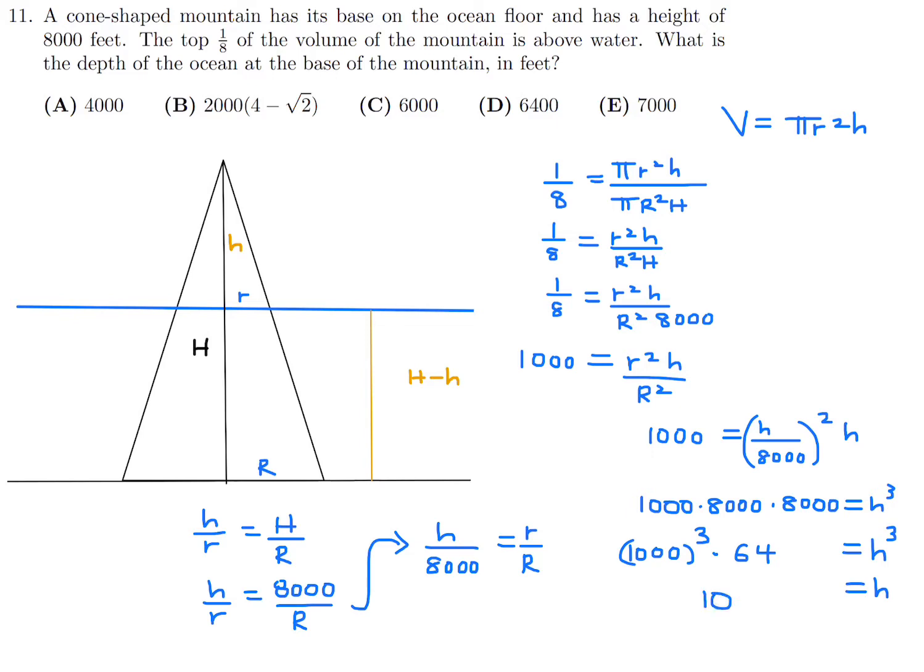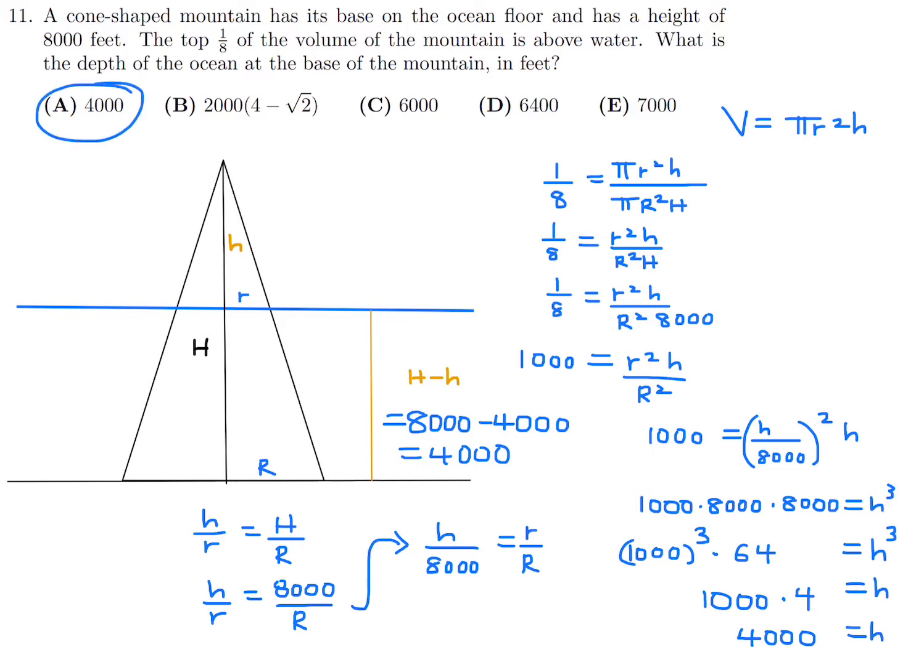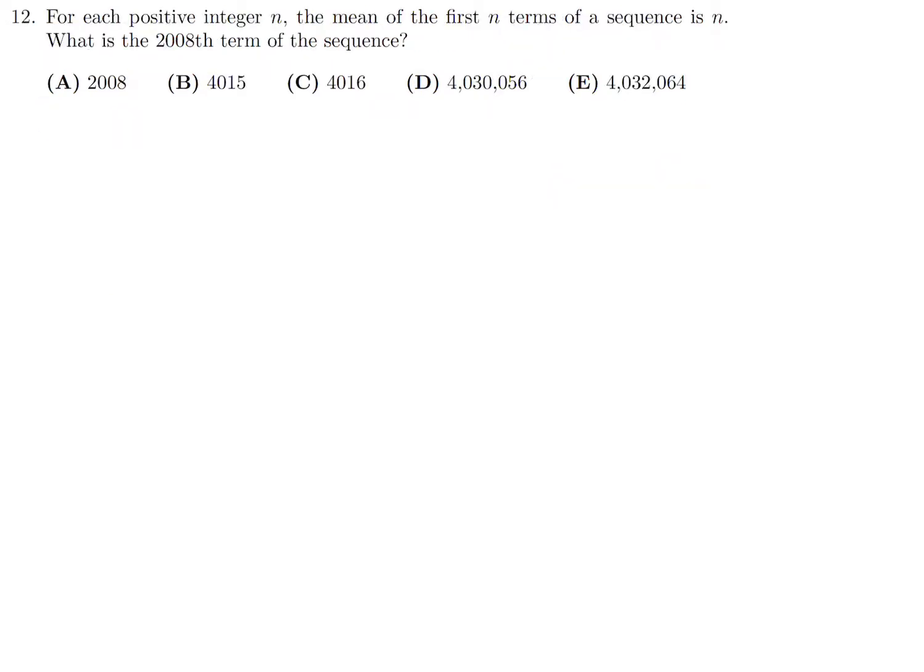So this is just going to be 1,000 times the cube root of 64, which is 4, and therefore h is 4,000. And remember, we wanted to find big H minus small h, so that's going to be 8,000 minus 4,000, which is 4,000. And therefore, number 11, the answer is A.